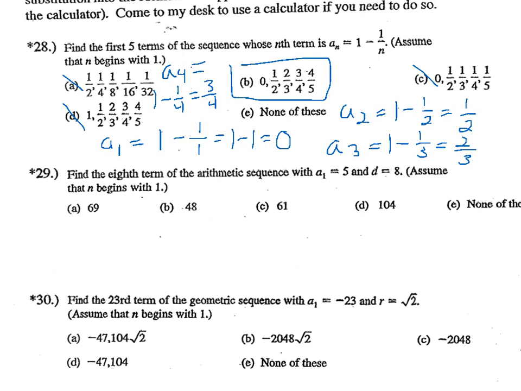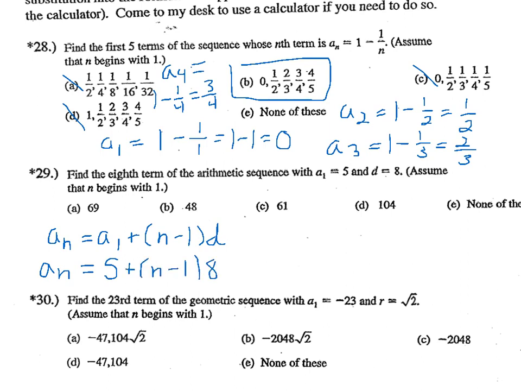For 29, we want to find the 8th term of the arithmetic sequence where a sub 1 equals 5 and d equals 8. So it's very easy to find any term of a sequence as long as we have the rule for that sequence or the equation. So for our arithmetic sequence, we can use a sub n equals a sub 1 plus n minus 1 times d to come up with a rule for this sequence, and then we can plug in 8 to find the 8th term. So a sub n equals 5 plus n minus 1 times 8.